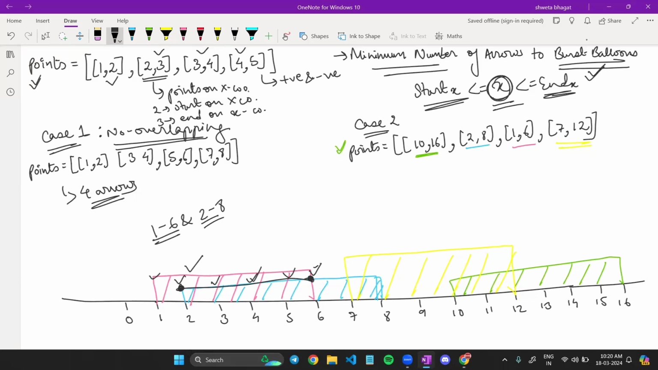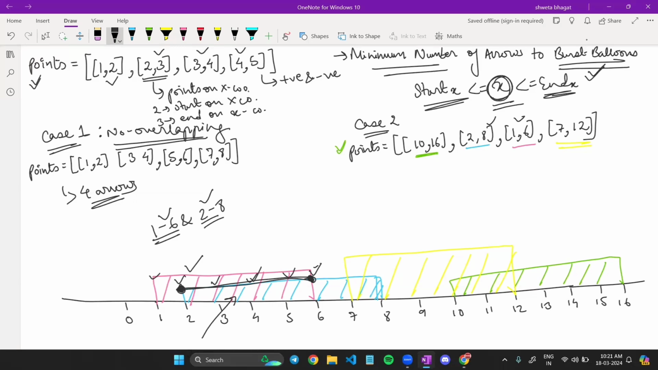So if we shoot an arrow in between or including this 2 and 6, if we'll shoot an arrow in this interval, that is from 2 to 6, then we'll be able to burst both these balloons, that is from 1 to 6 and 2 to 8, that is these two balloons will be able to burst, okay?